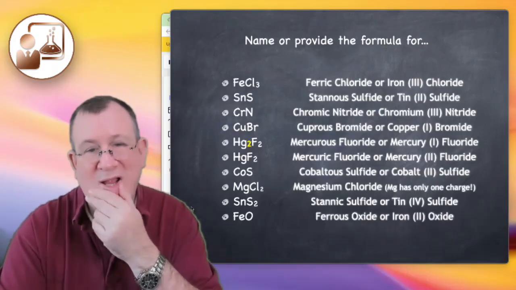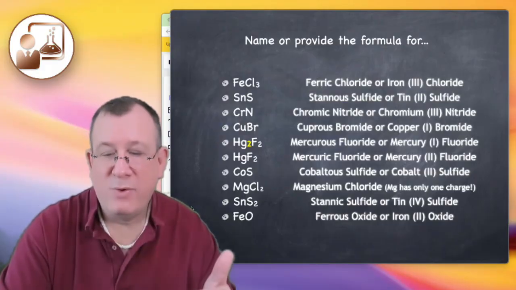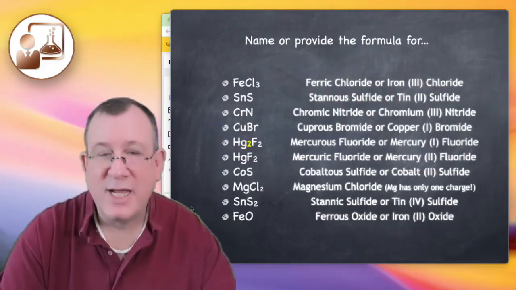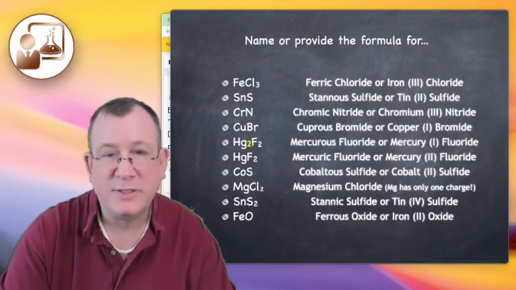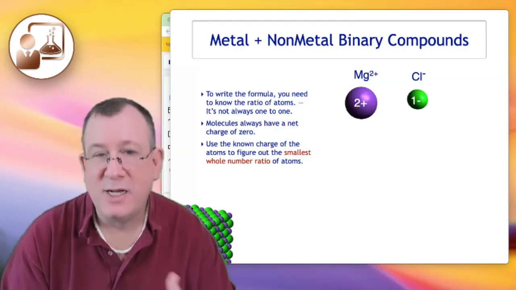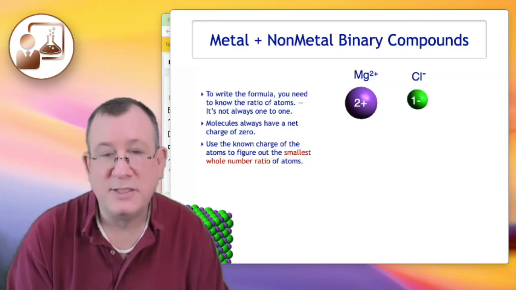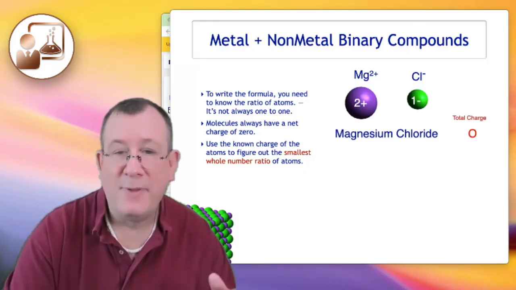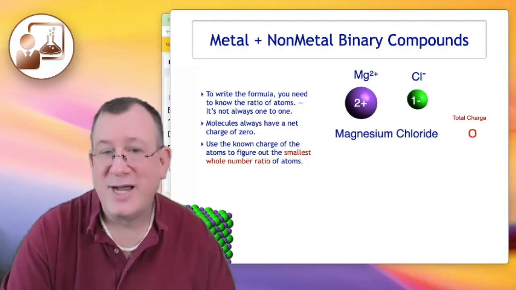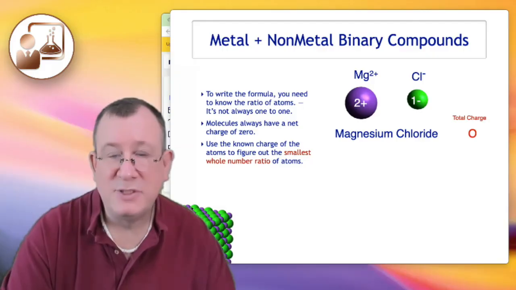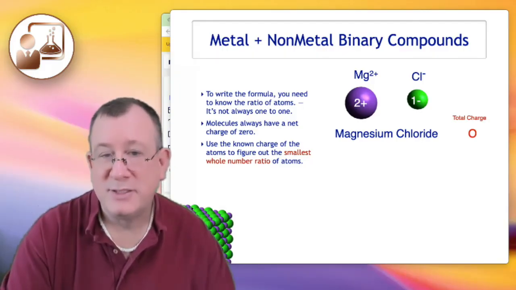All right. Now, how do I find the formulas? How do I go in the other direction? Somebody told me I was making a compound from magnesium and chloride. They told me you're going to work with magnesium chloride. I would just, first of all, figure out what ions I'm working with. Magnesium is 2 plus and chloride is 1 minus. It's got to have a neutral charge.